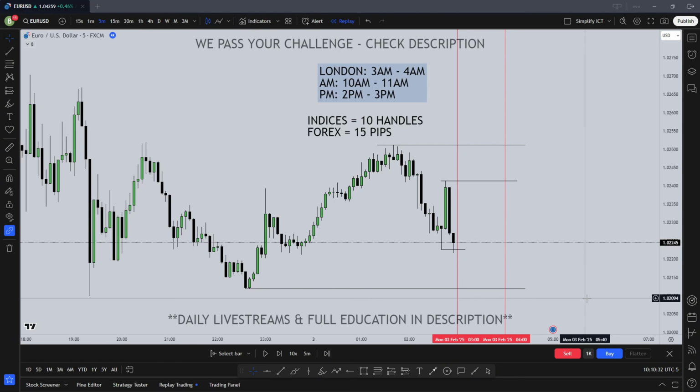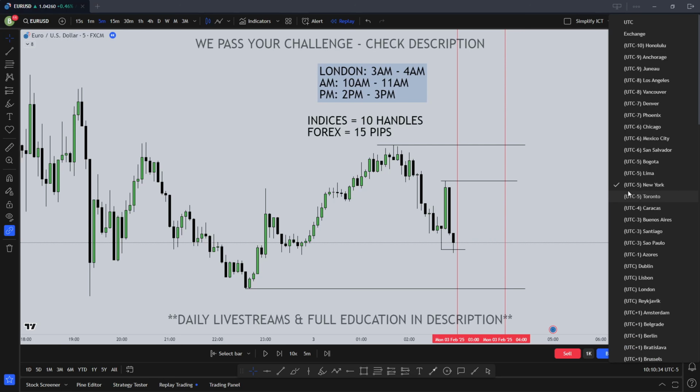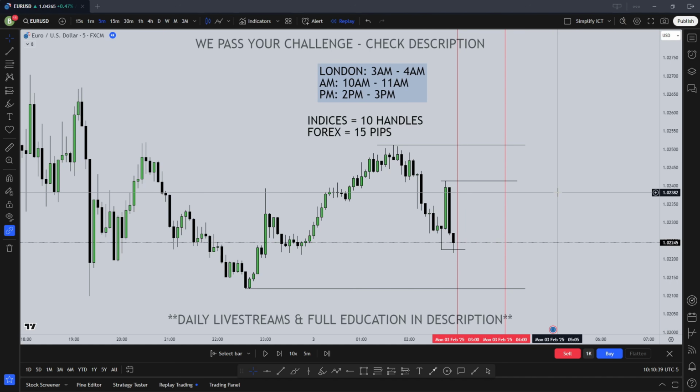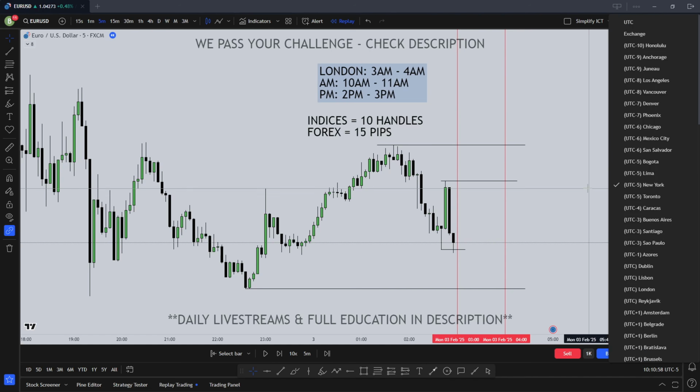Okay, so let's jump into the chart examples, and my time is set to the New York time zone, which you guys can go ahead and do. And this relates to another key point that I'm going to say, the actual time windows that we're going to be trading. So the London session is going to be from 3 a.m. New York time to 4 a.m. New York time. The AM is 10 a.m. to 11 a.m. and the PM session is 2 p.m. to 3 p.m. You guys can go ahead, screenshot this, write these down, put it in your notes, and this is in the New York time zone.